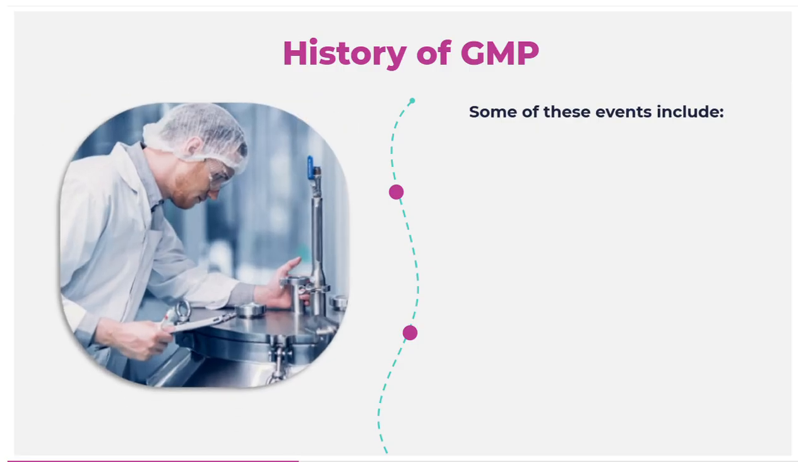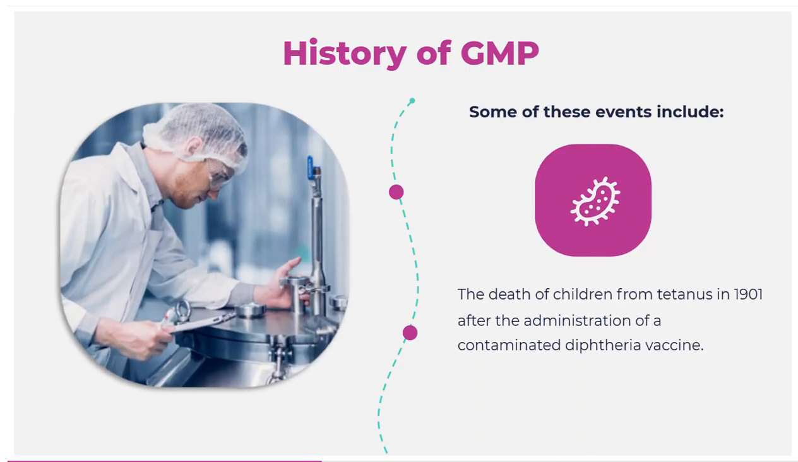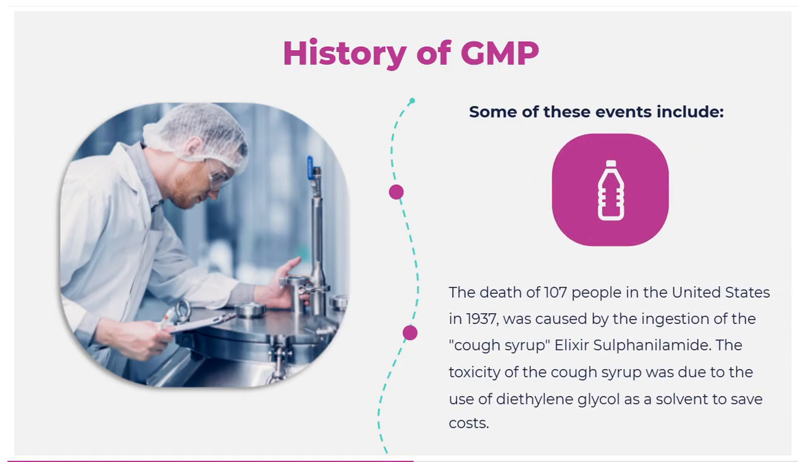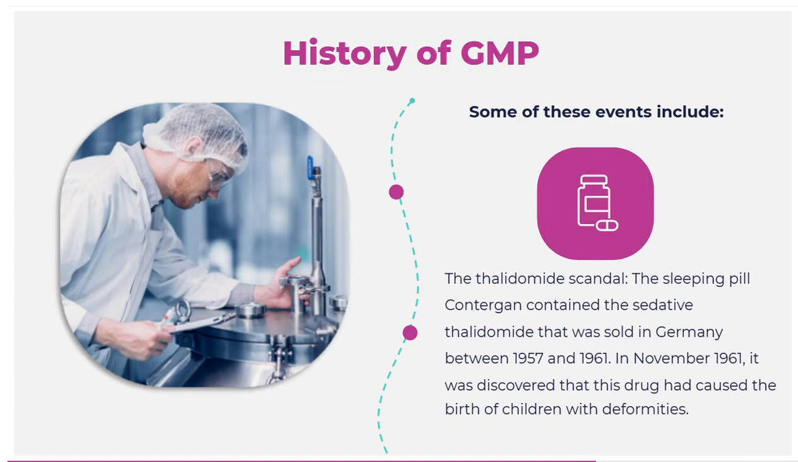Some of these events include the death of children from tetanus in 1901 after the administration of a contaminated diphtheria vaccine. The death of 107 people in the United States in 1937 was caused by the ingestion of the cough syrup elixir sulfanilamide. The toxicity of the cough syrup was due to the use of diethylene glycol as a solvent to save costs. The thalidomide scandal.